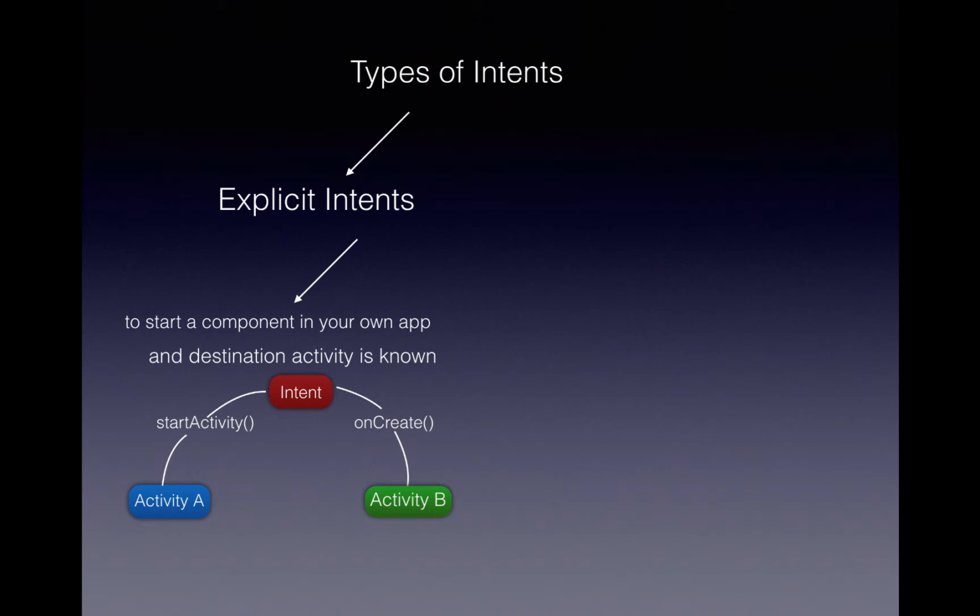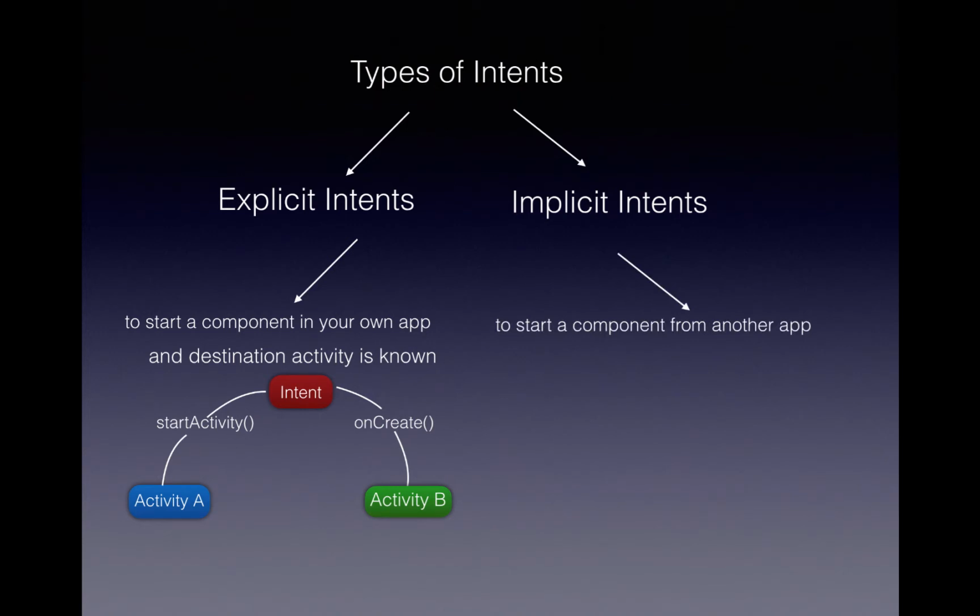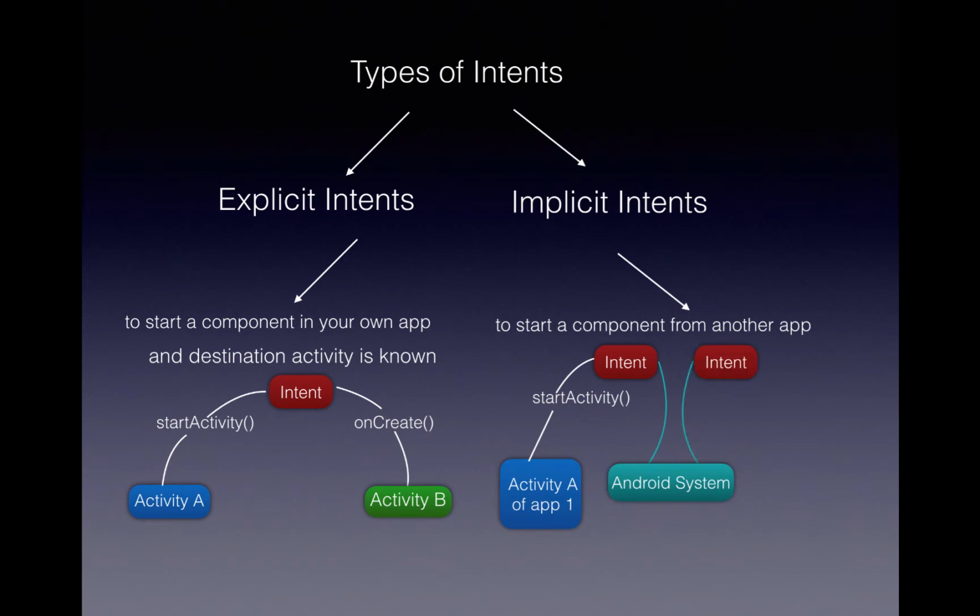Now the next type of intent is implicit intent. Implicit intent is used to start a component from another app. Let us see its mechanism. Suppose we have two apps, app 1 and app 2. So activity A of app 1 calls start activity, which in turn calls intent, and intent communicates with the Android system. The Android system then passes the message to another intent which calls the onCreate method of activity A of app 2.